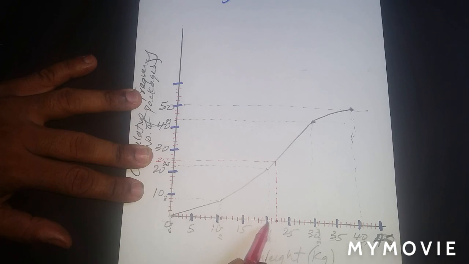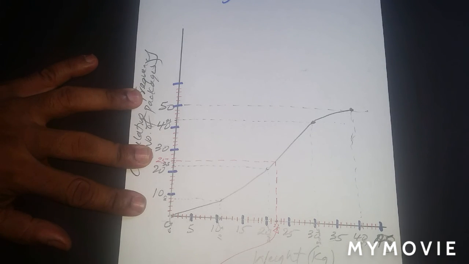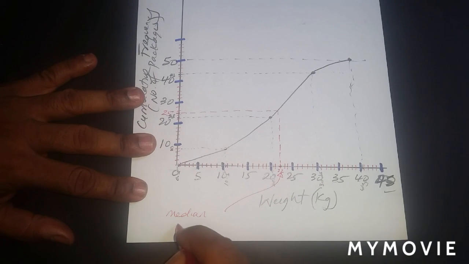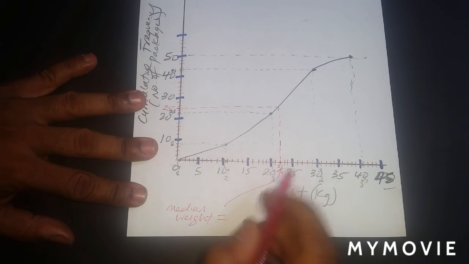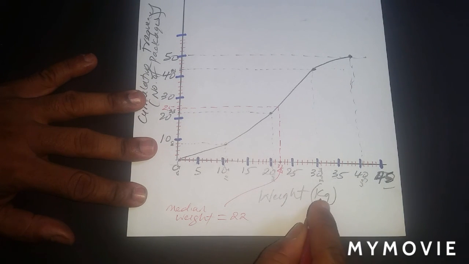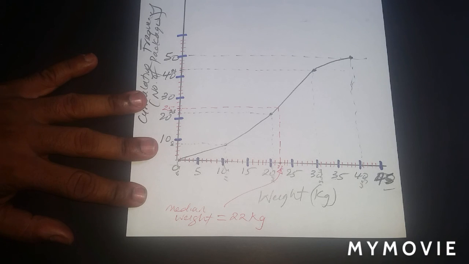And this is 20. Remember, the scale is different from this one. So 20, 21, 22, 23, 24, 25. So this value here is 22. So this would denote the median weight. So the median weight is simply going to be equal to 22, and remember the units, kilograms. So the median weight is actually 22 kilograms. And we got the median, the middle value.